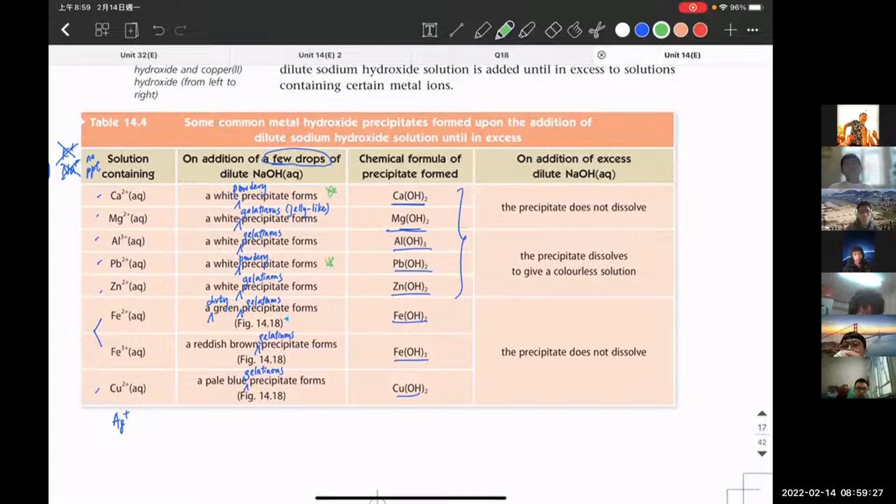Now, there are so many methods. For example, use the flame test. Calcium ion will exhibit a brick red flame, but not lead. This is one way. But if you use alkaline, you can further help. It's done by adding excess, circle the word excess, NaOH, and it will give you further different observations.